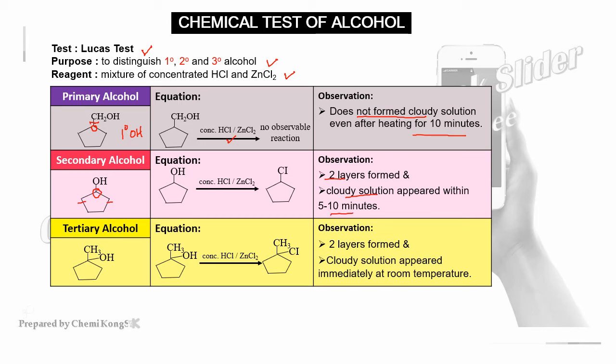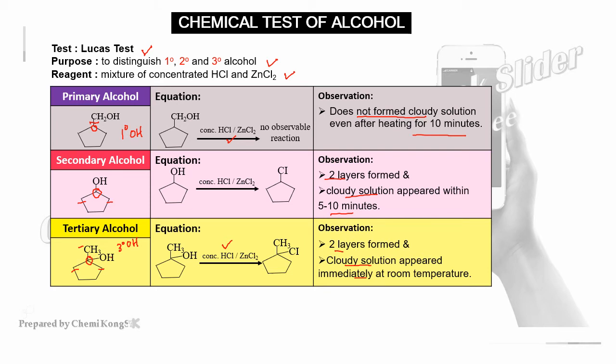If tertiary alcohol, you check for this carbon, attached with 1 carbon, 2 carbon, 3 carbon. So this one is tertiary alcohol. When tertiary alcohol reacts with concentrated hydrochloric acid and zinc chloride, it will form 2 layers. At the same time, the cloudy solution appears immediately at room temperature. So this is the chemical test to differentiate between primary, secondary, and tertiary alcohol.